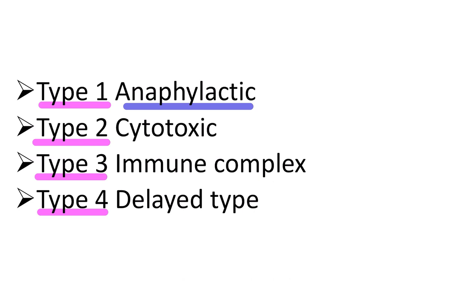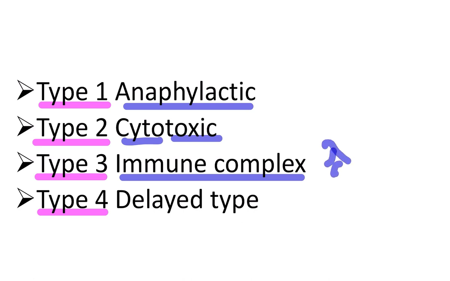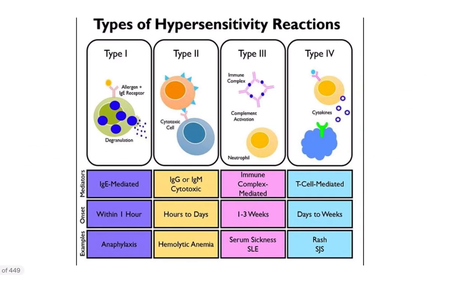Type 2 is cytotoxic. Cyto means cell, toxic means toxic, that means toxin production against the cell. Type 3 is the immune complex. What is an immune complex? The antigen and antibody bind together. And type 4 is the delayed type. So again, type 1 anaphylactic, type 2 cytotoxic or cell damaging, type 3 immune complex, and type 4 delayed type.